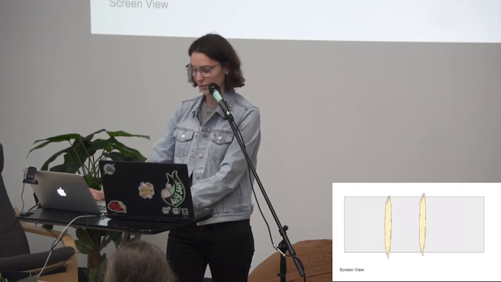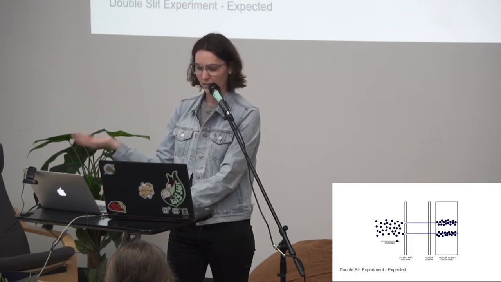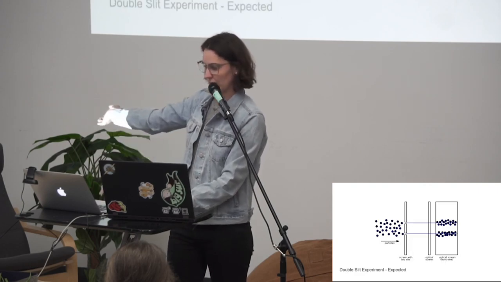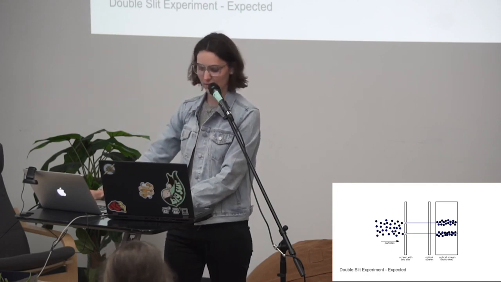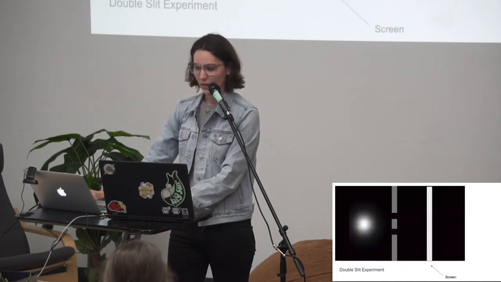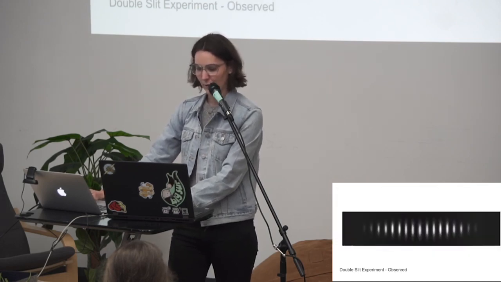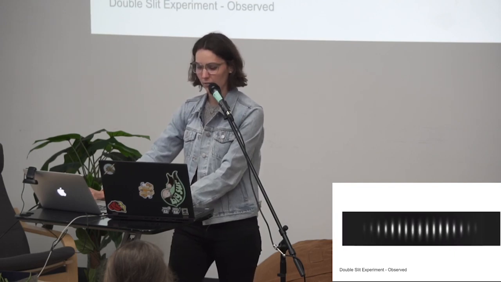But what happens in reality? Oh, this is another view of the experiment. This is what we would expect to see. You've got particles coming through, and then they end up on the screen behind the slits. But this is not what happens. What we actually observe on the screen is this. We see this bar-like pattern of light.